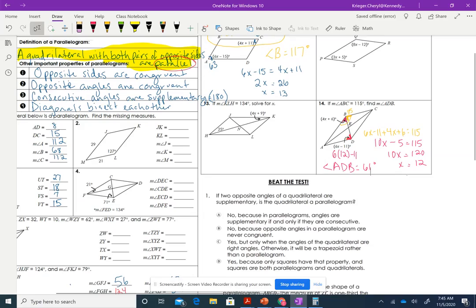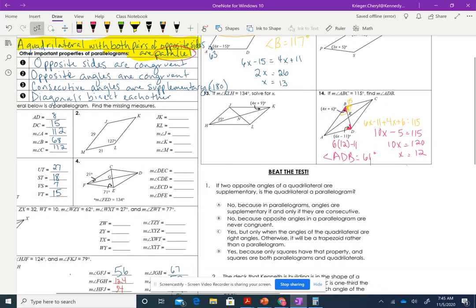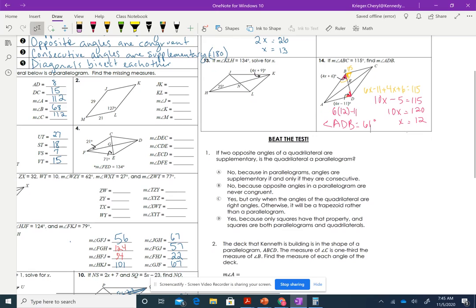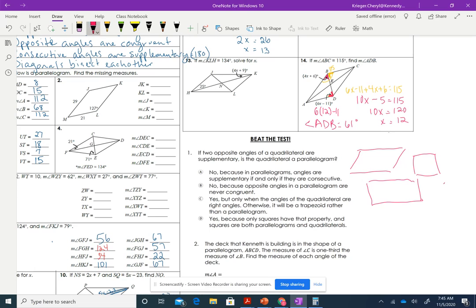Okay, but if I say a quadrilateral where both pairs of opposite sides are parallel, right? A parallelogram could look something like this, or something like this, a rectangle, or even a square, or maybe even a rhombus. It's like a crooked square, right? So we have all these different types of parallelograms.